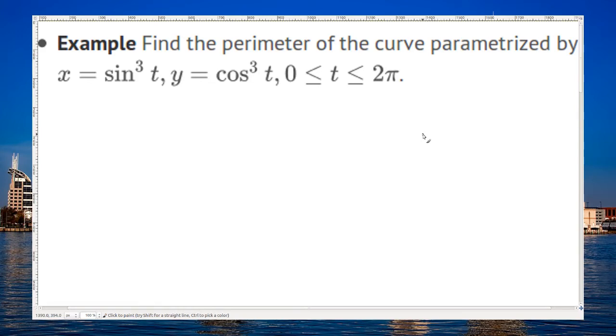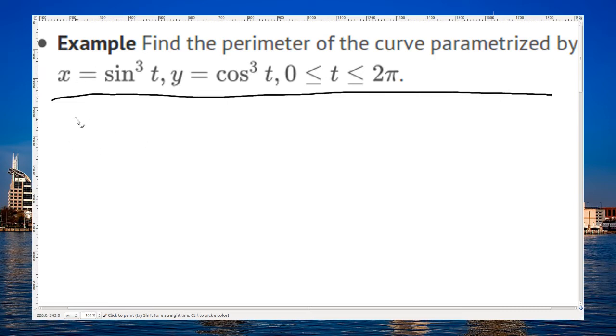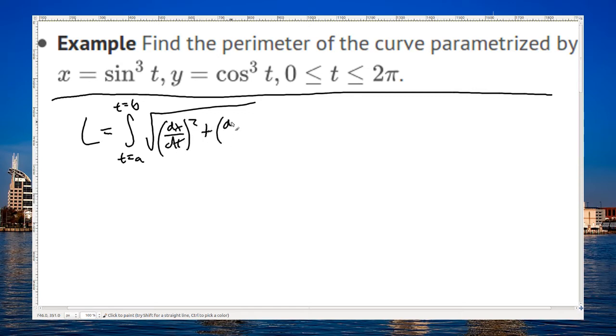Here's another example of using the arc length formula. Remember that the length of a curve is given by the integral from t equals a to t equals b of the square root of the x derivative squared plus the y derivative squared, with respect to t. And in this problem, we're given our a and our b right here. So that's just going to be 0 to 2 pi up here and there.